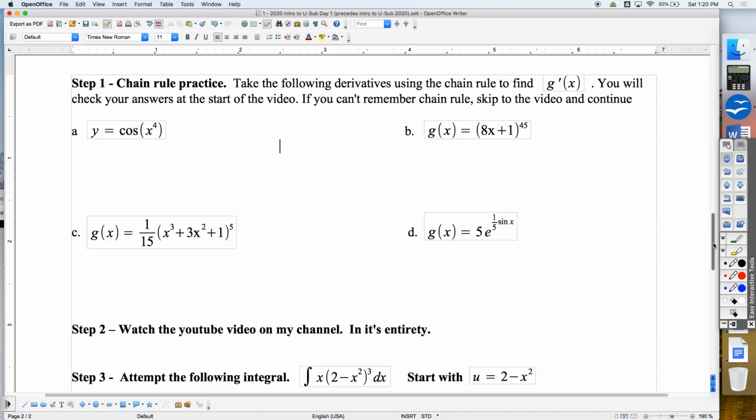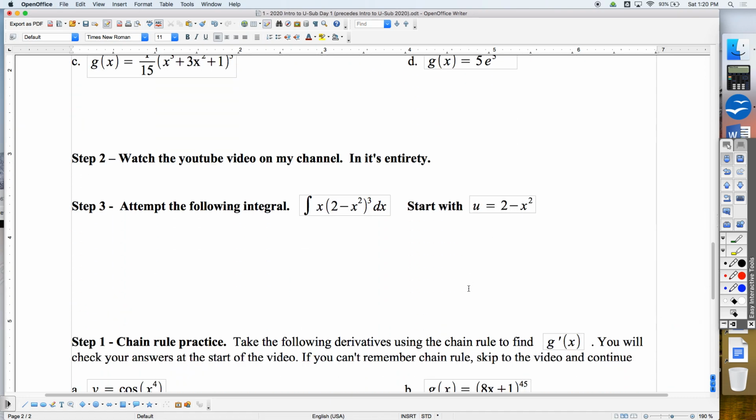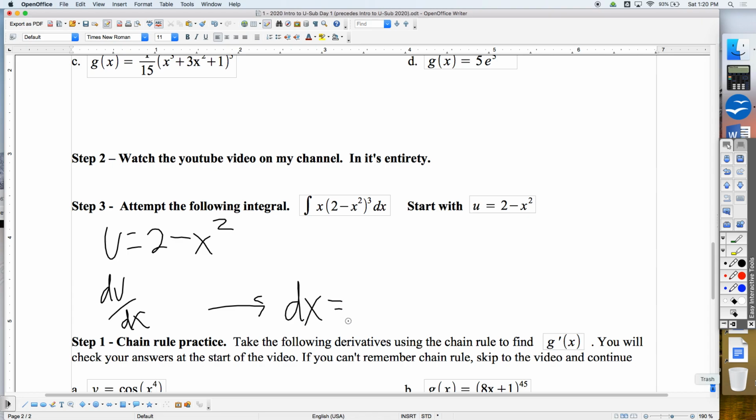Yeah, so I do want you to try this practice problem. I go ahead and give you the u. So you know that u is 2 minus x squared. You need to think, what's the du dx so that you can determine the dx. Once you know the dx, go back up here and try to rewrite this problem as something easier. I know you can do it.